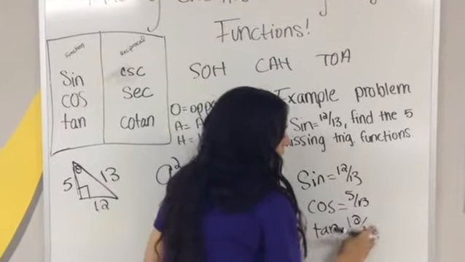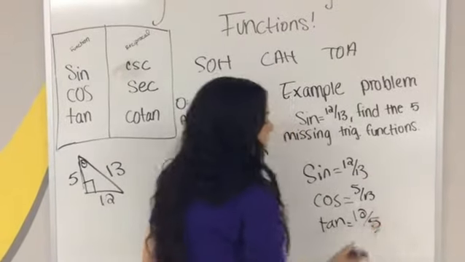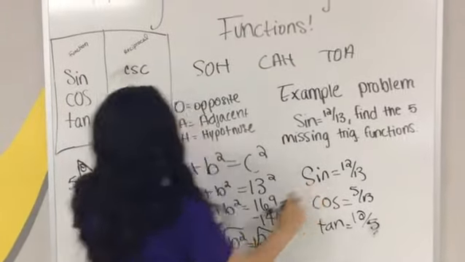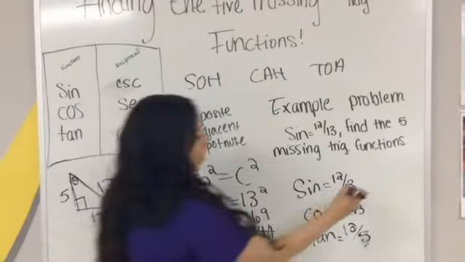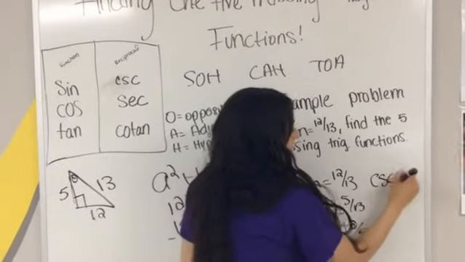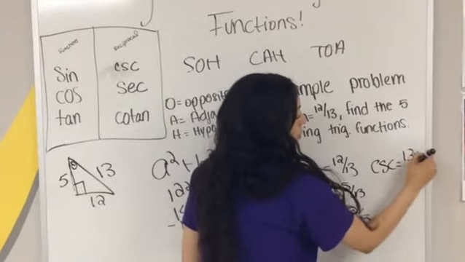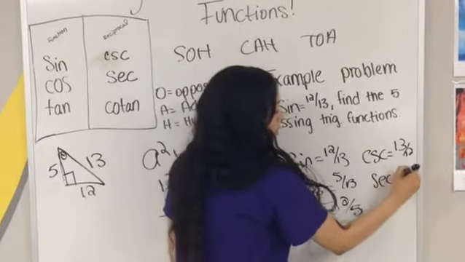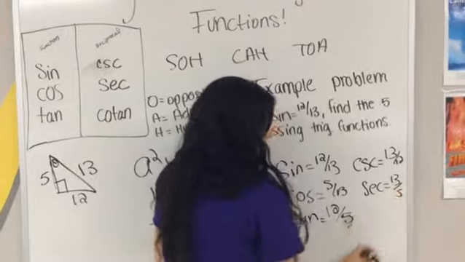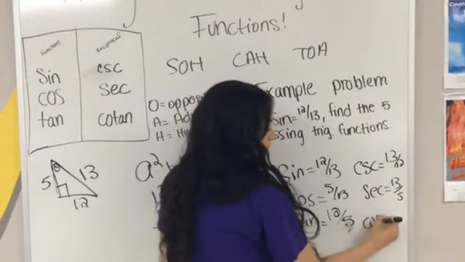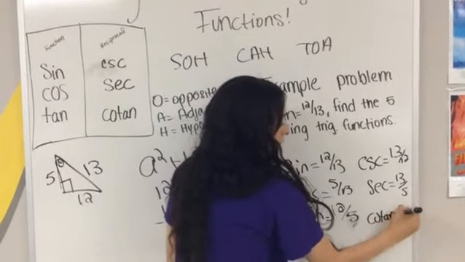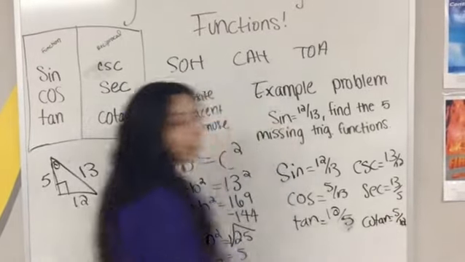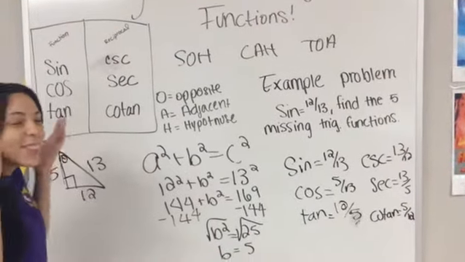And then all you have to do is find the reciprocal. So the cosecant, the CSC, is 13 over 12 because you just flipped the 12 over 13. So then the secant is 13 over 5. And the cotangent is 5 over 12. And that's how you find the 5 missing trig functions.